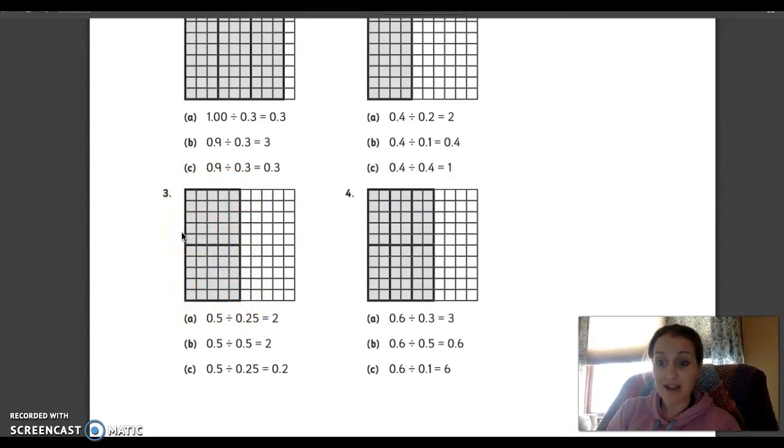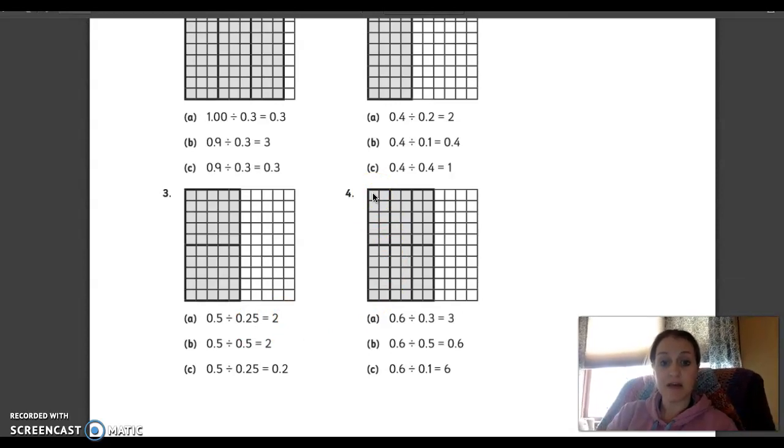1, 2. So our answer is going to be 2, and we need to look and see. We can choose between A or B, but we know that they split it into 0.25, so the answer is A. So 0.5 divided by 0.25 equals 2. Now, I know I'm letting you use calculators during distance learning, so you can always check your answer with a calculator. That's fine too.